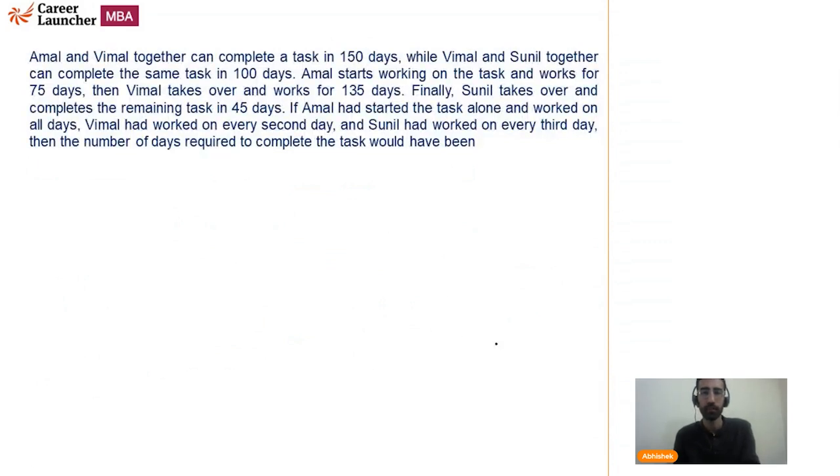The next question says that Amal and Vimal together can complete a task in 150 days. Vimal and Sunil can complete it in 100 days. Amal starts working on the task and works for a certain amount of time. Then Vimal takes over, then Sunil takes over, and so on. If Amal had started the task alone and worked on all days, Vimal every alternate day, and Sunil every third day, the number of days required to complete the task would have been, which of the following. Now, can we make equations here?